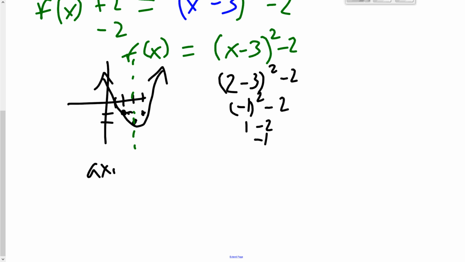That's talking about the axis of symmetry, so that is always x equals, and it's the x value of the vertex, which is a positive 3. Then it asks for the domain. The domain, for all quadratics, is going to be negative infinity to positive infinity.